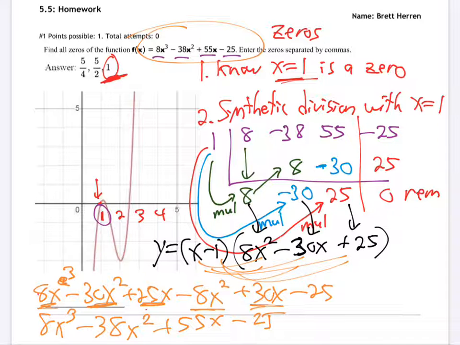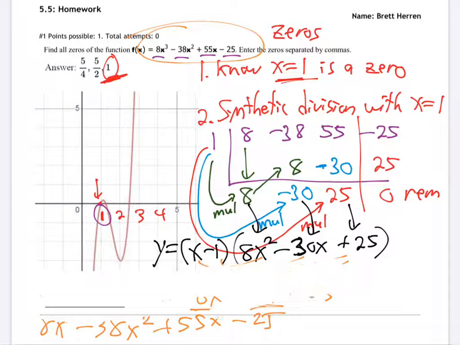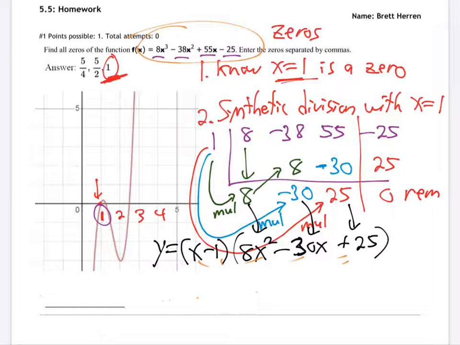So I'm going to erase all that. That was not necessary. That was just to check and prove that what we're doing is true. So we're taking the original, and we saw from the graph that x equals 1 worked. So we divided by the x minus 1, and we got 8x squared minus 30x plus 25 right here. So that means our original function is now x minus 1 times that 8x squared minus 30x plus 25. And now we have one more step. We have to actually finish breaking down that 8x squared minus 30x plus 25, and we'll be done.